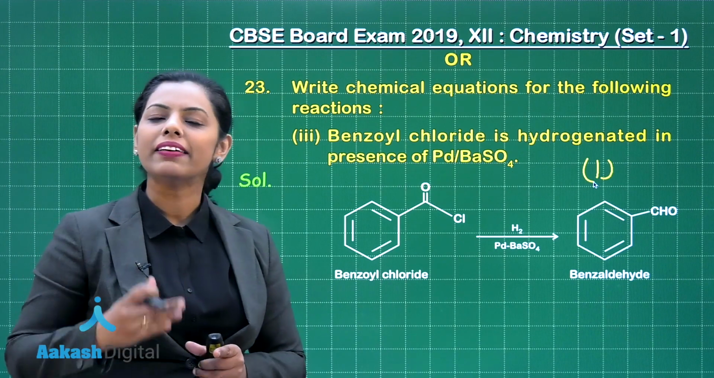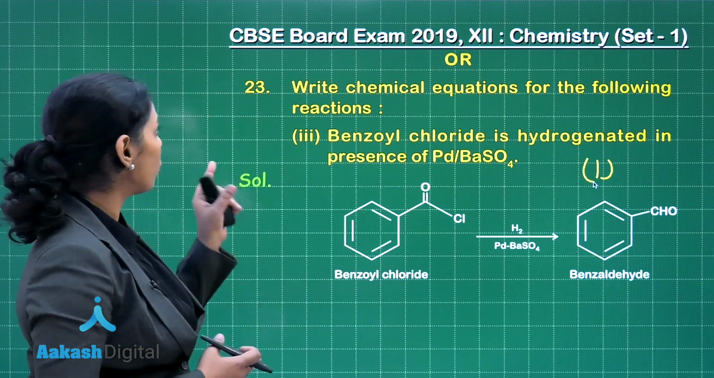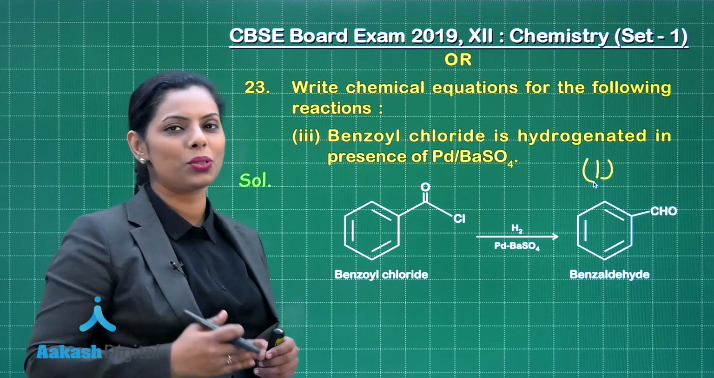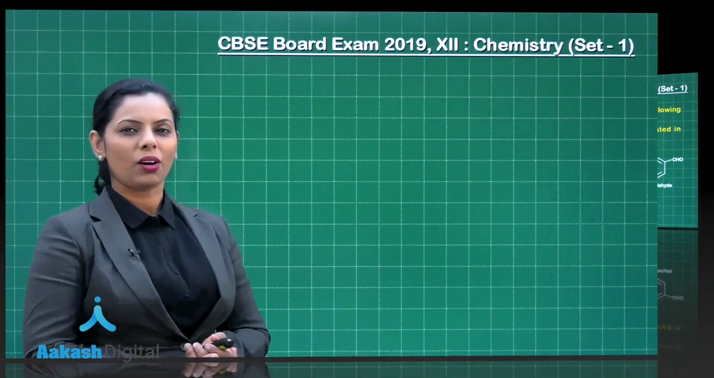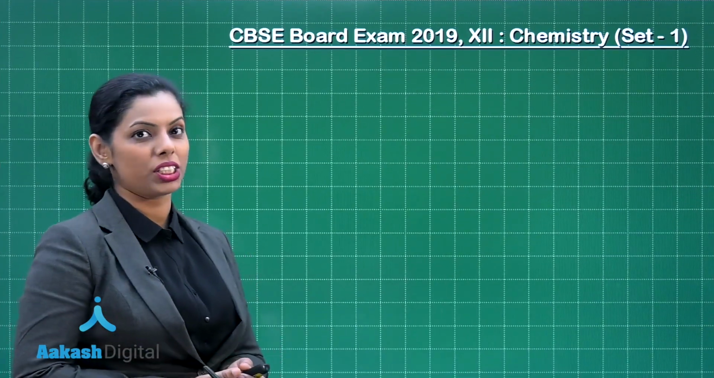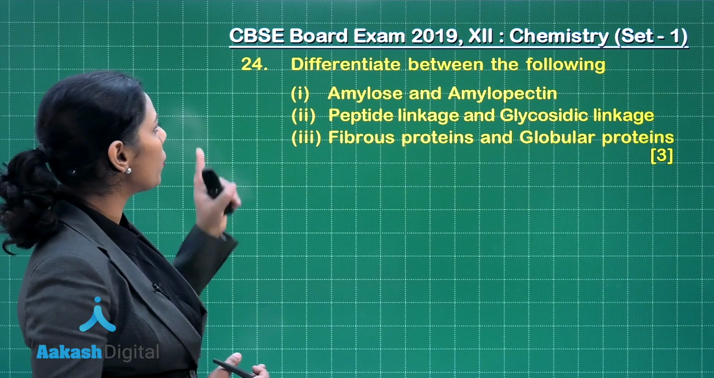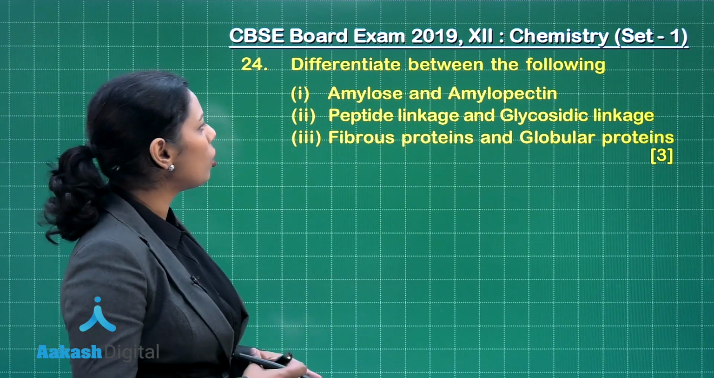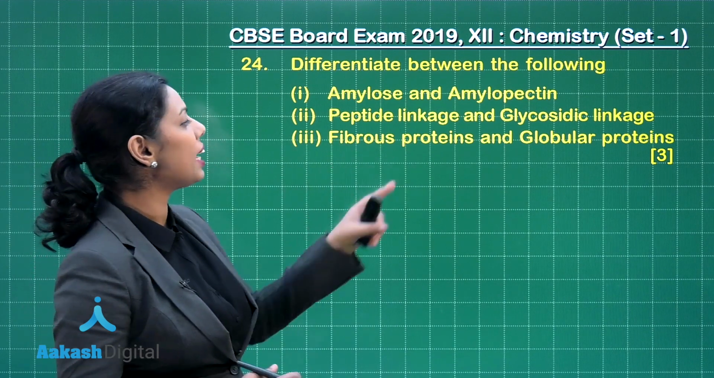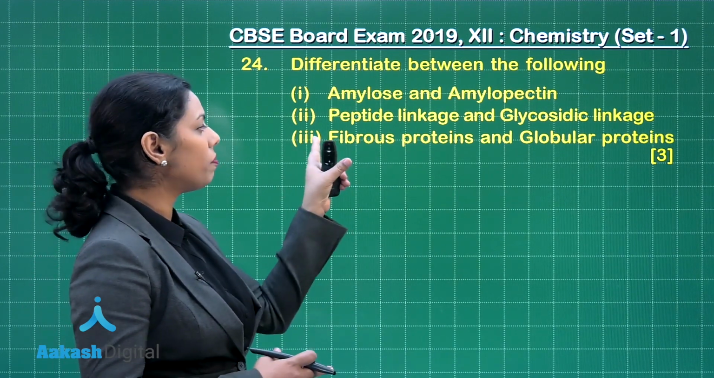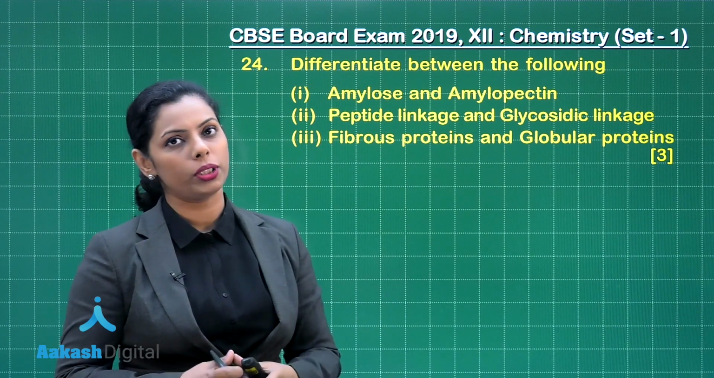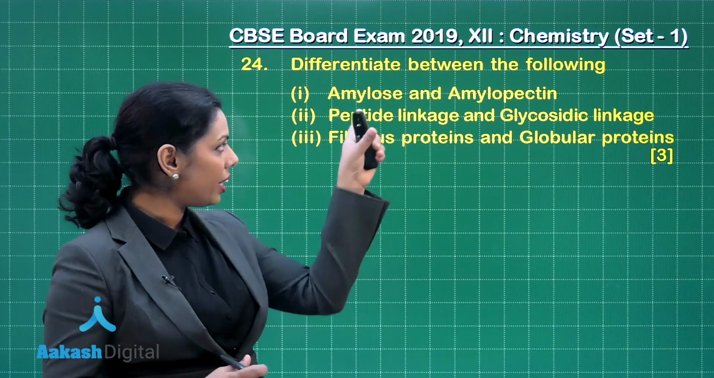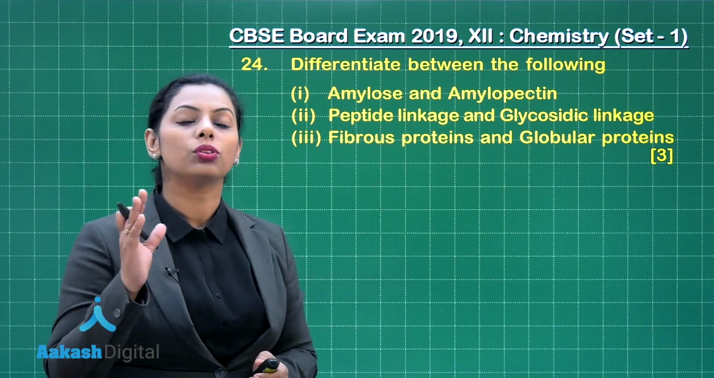And after this here is the turn for the next question, and what's that question? That is question number 24. Let's move towards that. Now let's take the last question of section C, and here's question number 24. Differentiate between amylose and amylopectin, then peptide linkage and glycosidic linkage, further fibrous proteins and globular proteins. It means 3 parts are there, and if you attempt all of them you will get 3 marks.